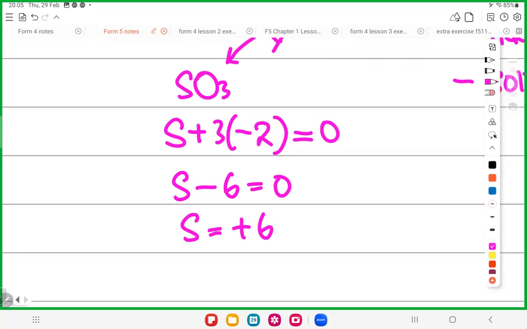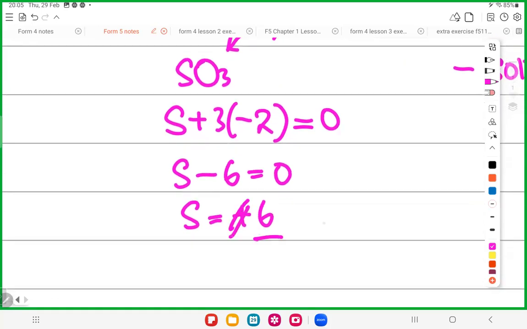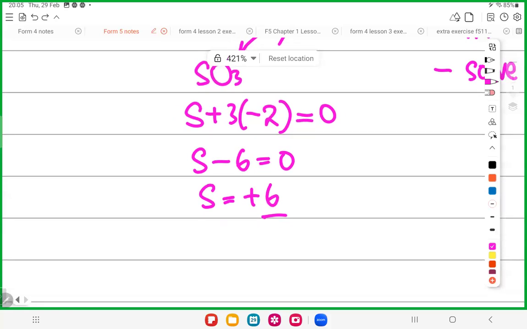Not very hard. But if you only write 6 without the positive sign, no mark. So please be very careful with the sign. As I told you before, oxidation number must show the sign. No matter whether the sign is positive or negative, we need to show the sign. So you have to be very careful.